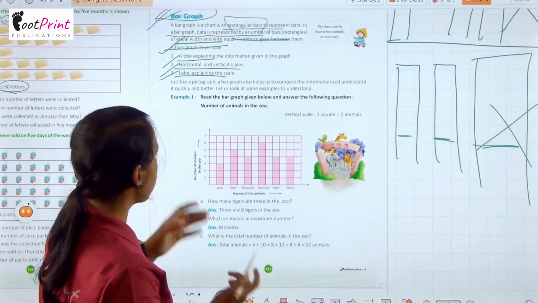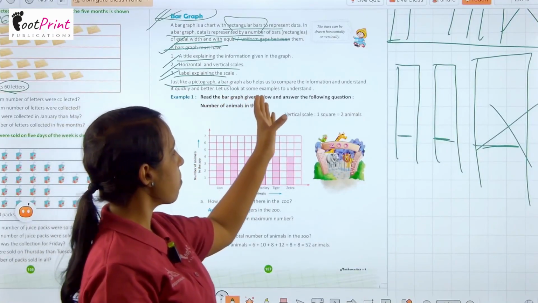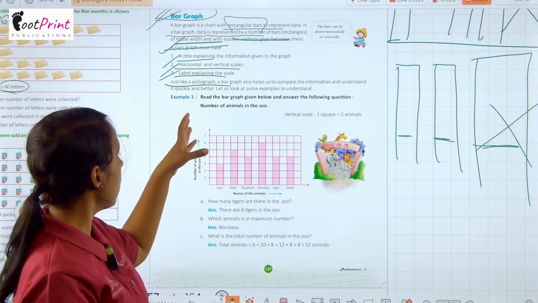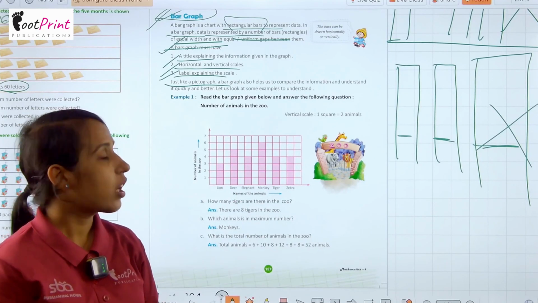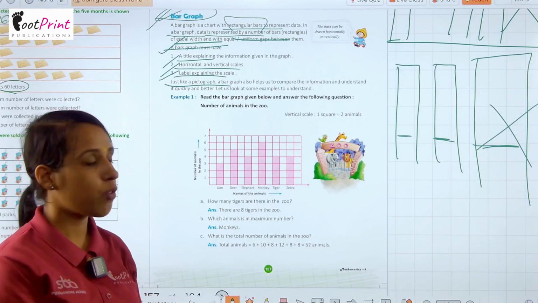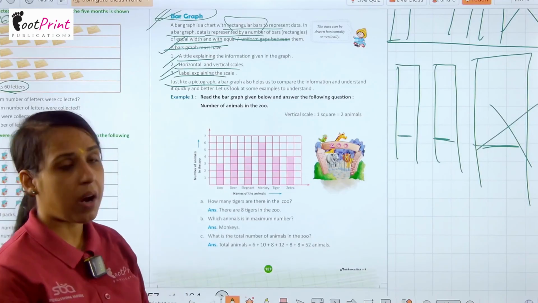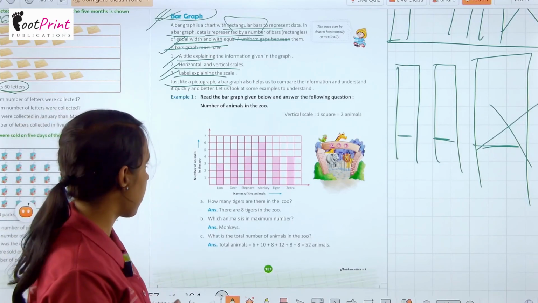Okay, let's see in this. Just like a pictograph, a bar graph also helps us to compare the information and understand it quickly and better. So bar graph जैसे pictograph के थ्रू हम अपने डेटा को, जो हमारी इंफॉर्मेशन है, उसको अच्छे से रिप्रेजेंट कर सकते हैं, अच्छे से समझ सकते हैं. वैसे ही बार ग्राफ में भी समझ सकते हैं, जो हम क्विकली और एक बेटर वे में सीख सकते हैं.